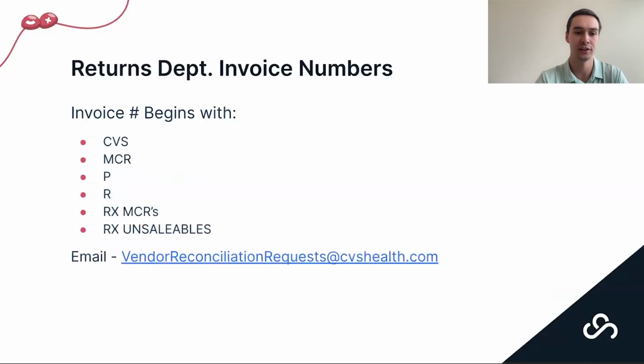As for returns here, these would be invoices that begin with any combination of these things. Definitely keep in mind that there is a P here and an R here, but on the last slide for profit recovery, there was a PR. So keep that in mind when you're searching around for returns and for profit recovery. There is some mismatch where there may be similar starts to an invoice number.